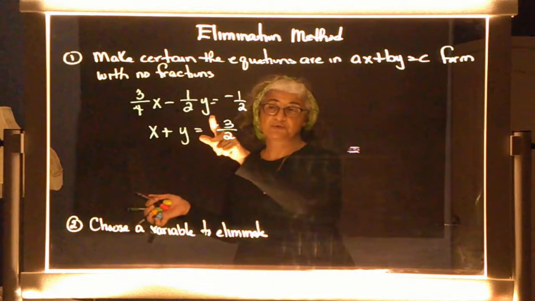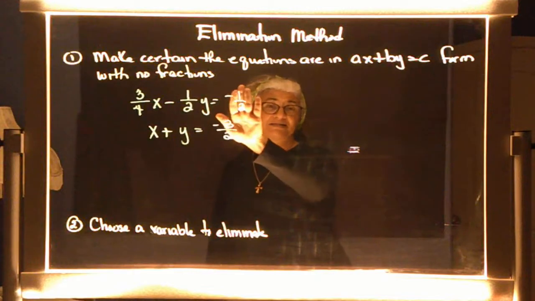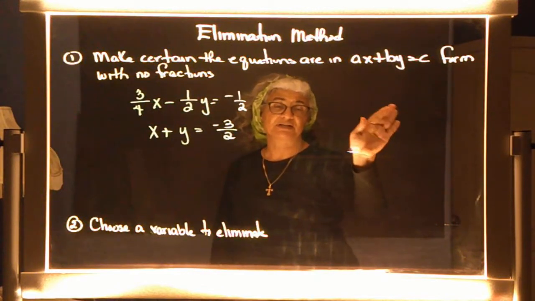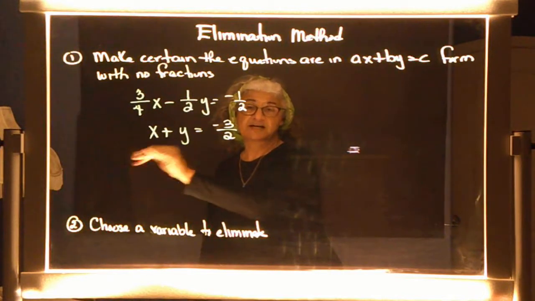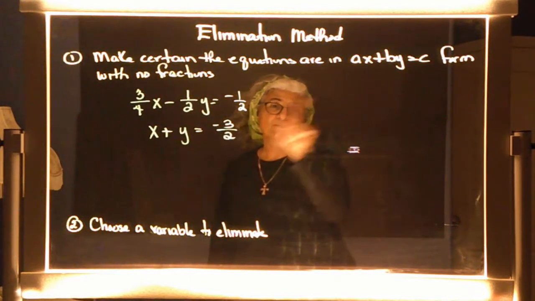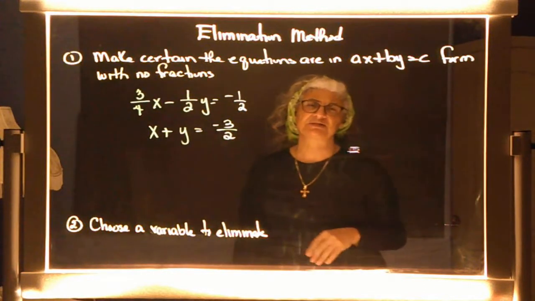So let's look at the first equation. X and y are both on the same side, and this does not have an x or a y, so it's on the other side, right? Same thing in the second equation. X and y are on the same side, and this guy without an x and a y is on the other side. So we're good there. And it says with no fractions.